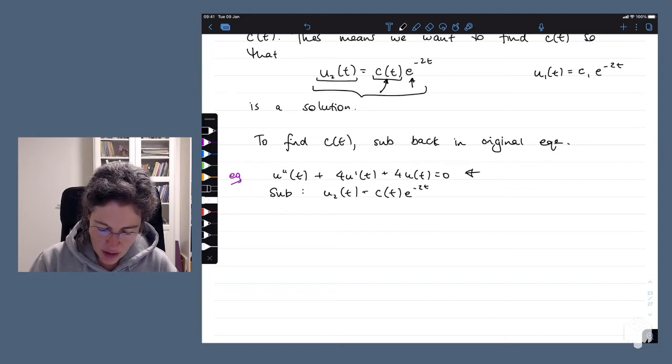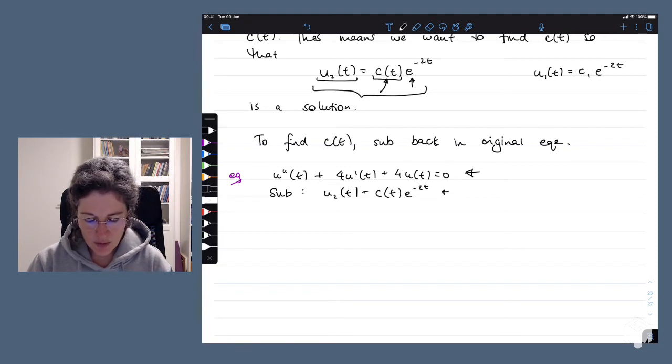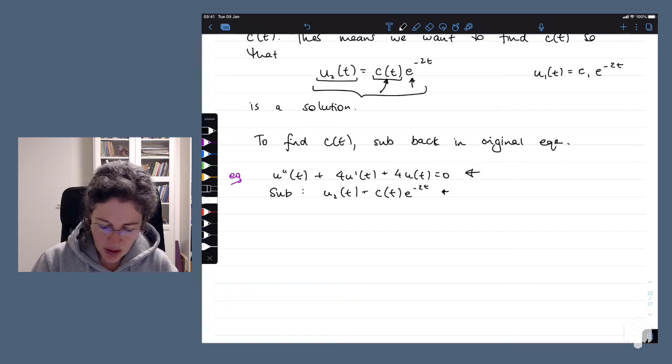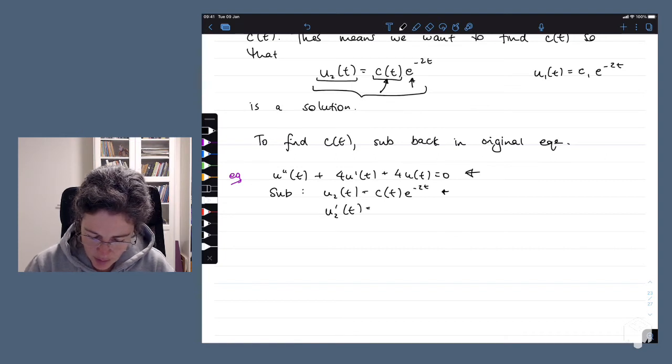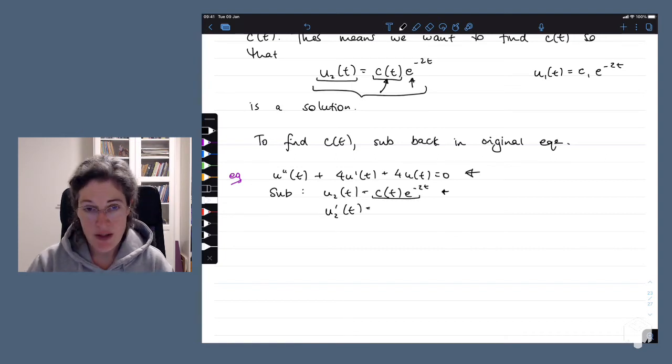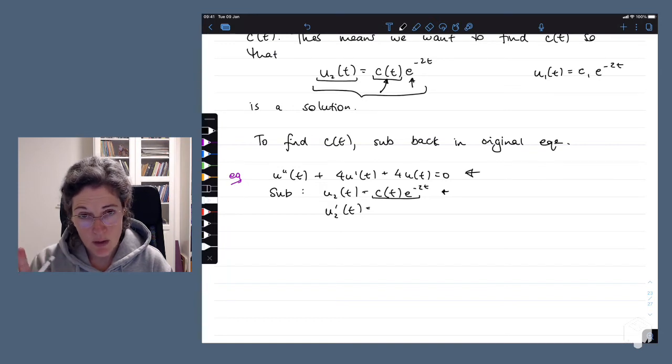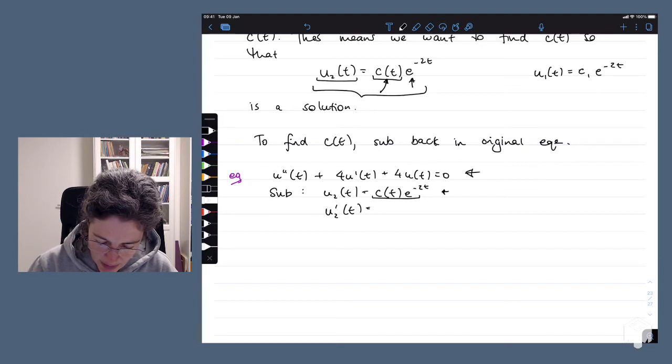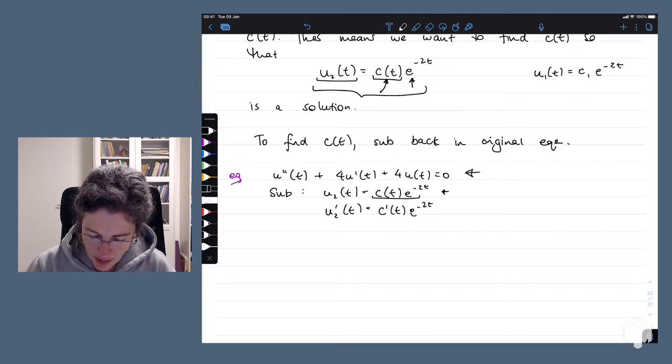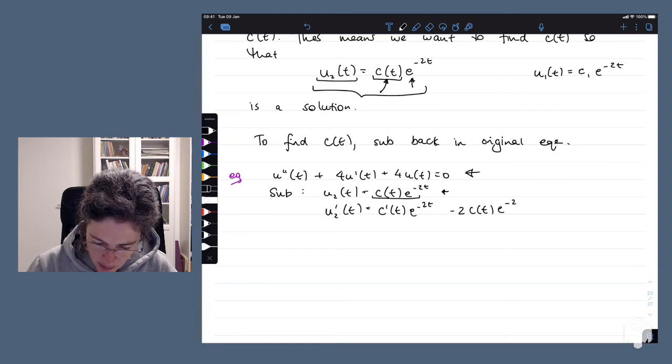So if we're going to substitute this crazy u of t into our differential equation, we're going to need the first and second derivatives. So let's take the first derivative. So if I take the derivative of this term, remember now our c of t is a function of t, so when we take the derivative we need to remember this is a product. We need the product rule. So taking the first derivative is going to give me a c dashed of t times e to the minus 2t, and now I need to take the derivative of the e term, so that's going to be a minus 2 c of t e to the minus 2t.